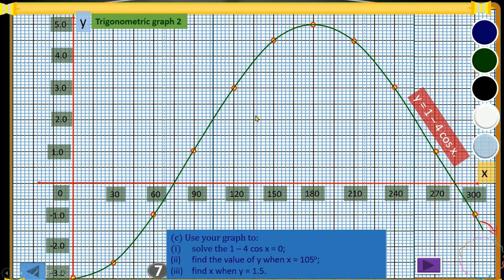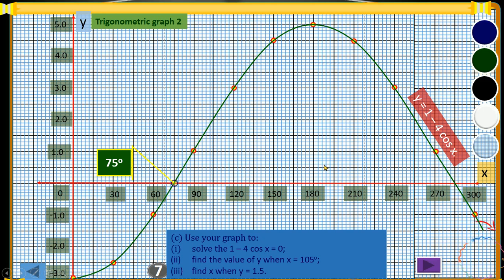So that will give us the point where the green curve crosses the x-axis. The first point is being highlighted here. So look at that point here. You can see the value of x at that point will be 15 added to 60. That will give us 75 degrees because this is 60, this is 90. Halfway should be 15. Added to 60, giving us 75 degrees.